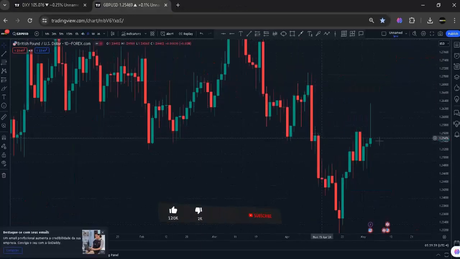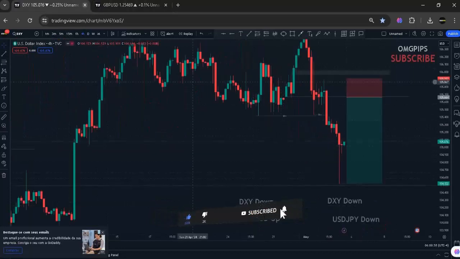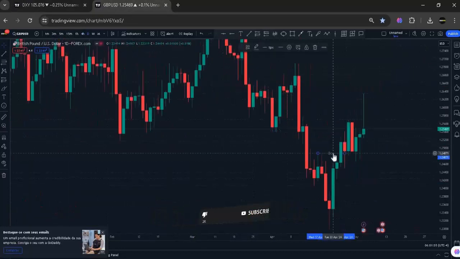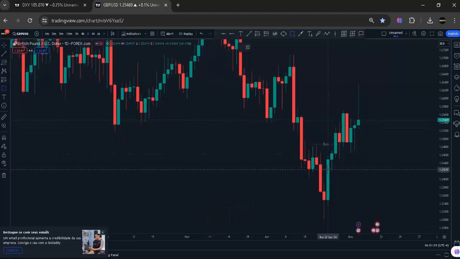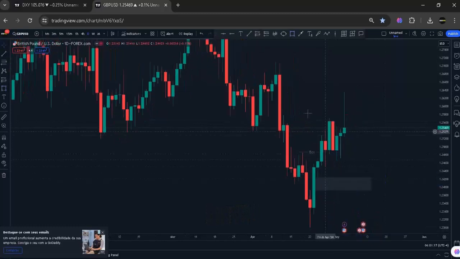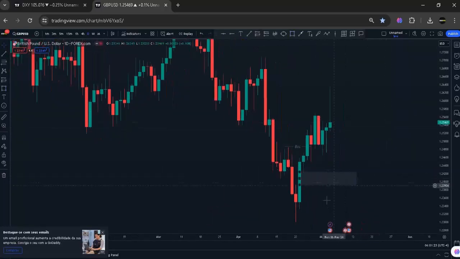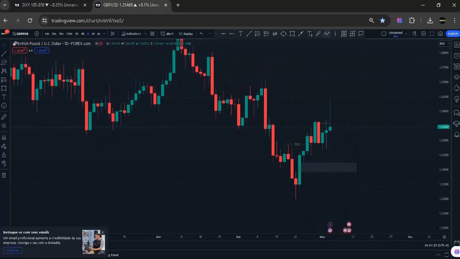So we go down, we go to the daily, we go to the GBP USD. GBP USD is going up. So I have a break of structure right there. We have a fair value gap right there. What else do we have? That's the only thing we have right now. I don't know how long it's going to take, but we should have something like this. Either price goes up from here, or comes down and mitigates this fair value gap, then goes up.